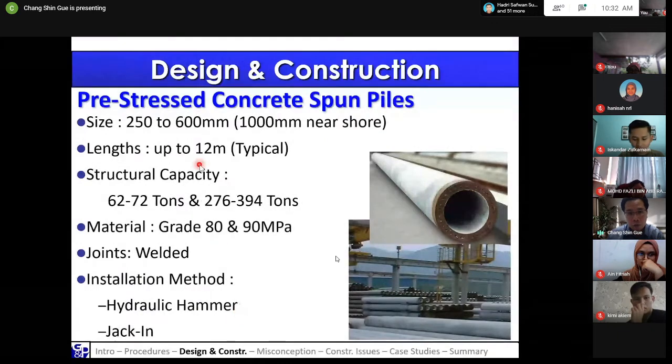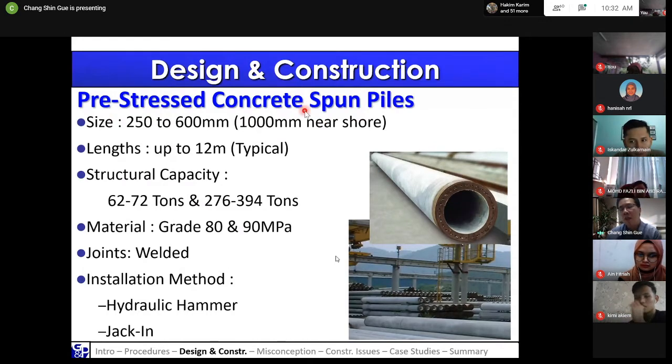The other very common pile that we use in Malaysia is called the pre-stressed concrete spun pile. The name spun here is actually the past tense of spin. You can see the pile here actually has a hollow section. And the way they manufacture this pile, not only do they pre-stress it, they actually spin it. When they spin it, you get a hollow section in the middle.